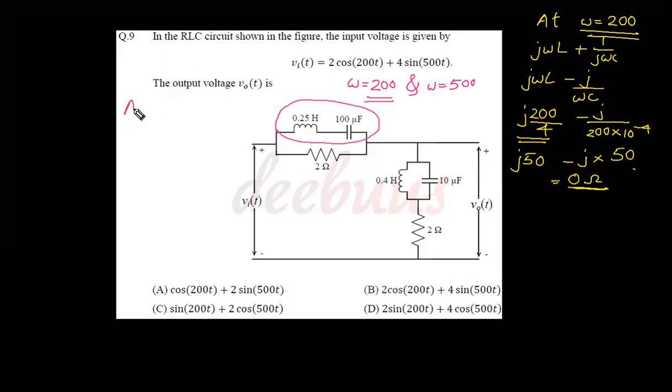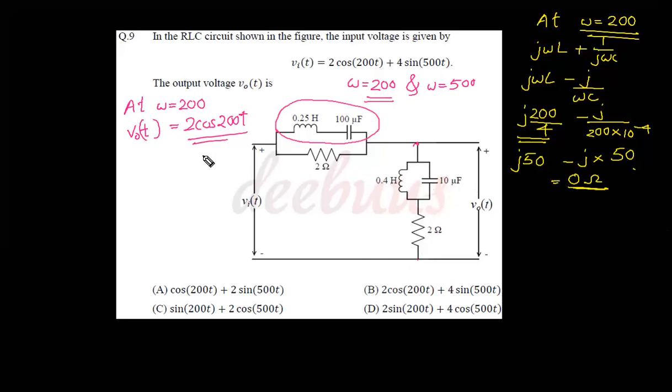That means at omega equal to 200, we obtain output V naught t as 2 cos 200t, right? The complete signal will drop across this impedance. As this path is shorted, all the signal will fall across this combination of resistor, inductor and capacitor.